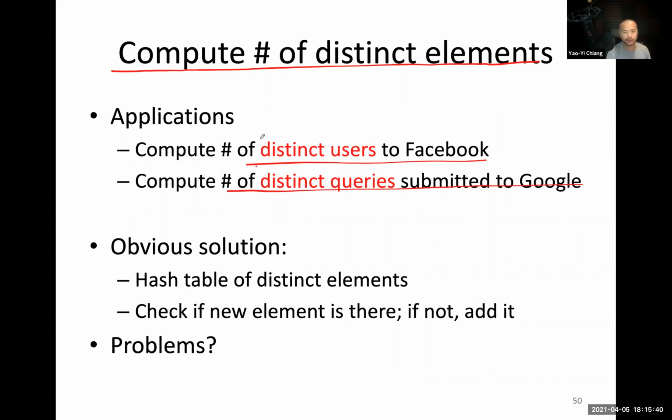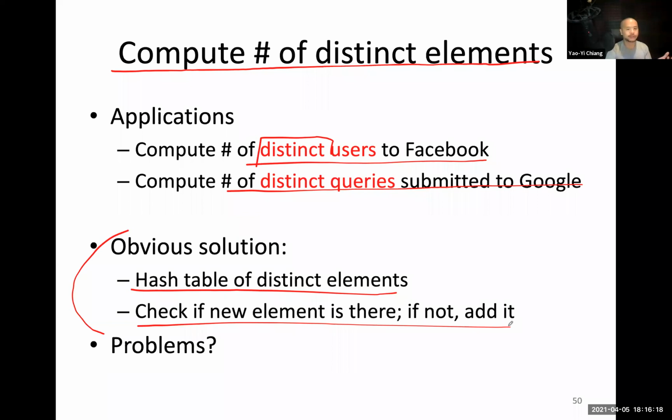So distinct is important. The obvious solution is when a new item comes in, we just hash this new item into a table of distinct elements. And if the table says, I don't have this element, you just insert a new record in that table, right? So this way your hash table basically keeps all the distinct elements that you have seen so far. If a new element is not in the table, you count it. If it's already in the table, you do not count it, right? So you have a table to store all the elements you've seen so far, and you also have a counter to say how many unique items you have seen so far.